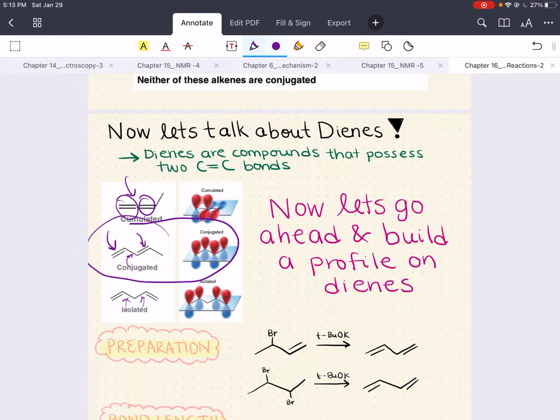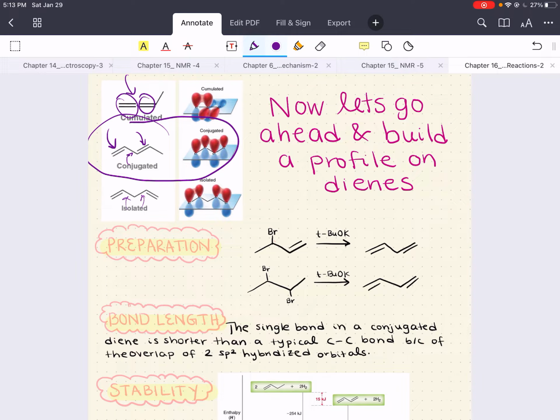So let's build a profile for a conjugated diene. And the first thing we want to talk about in this profile, what we need to know, is how to prepare a diene? Well, a conjugated diene can be prepared from an allylic halide via an elimination process. So here you have an allylic halide. Here's your double bond. This is the allylic position in reference to the double bond. And look at that. You have a halide, a halogen, in that allylic position.